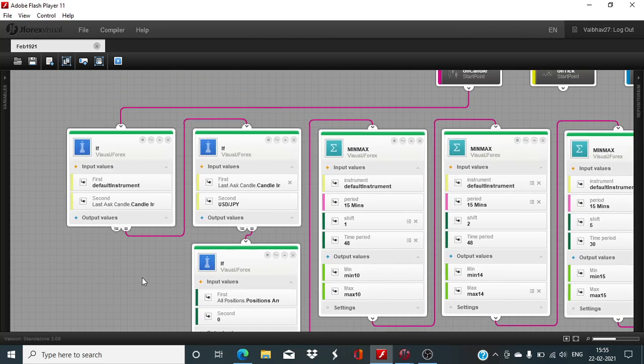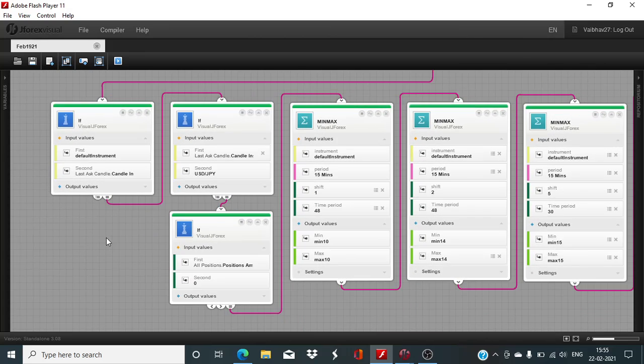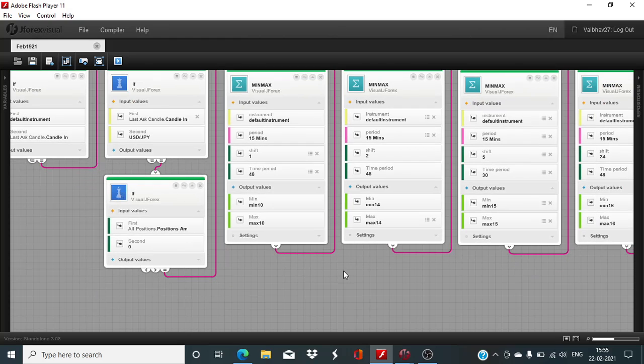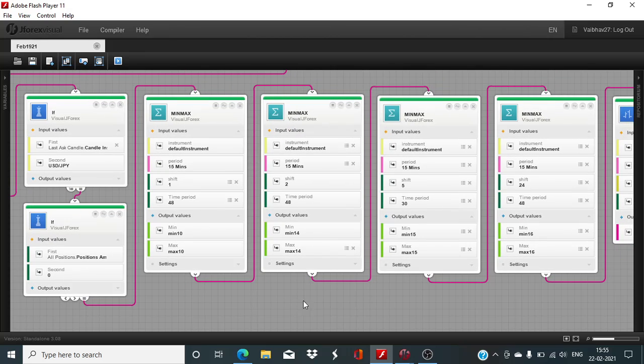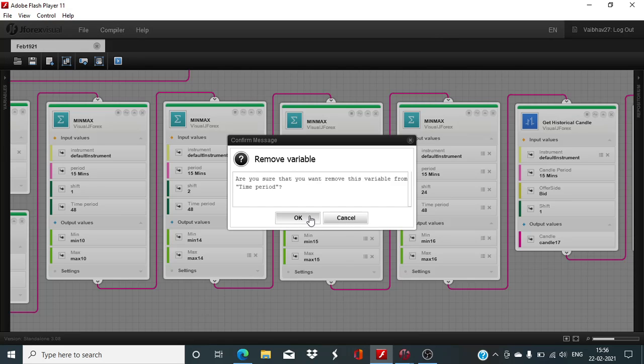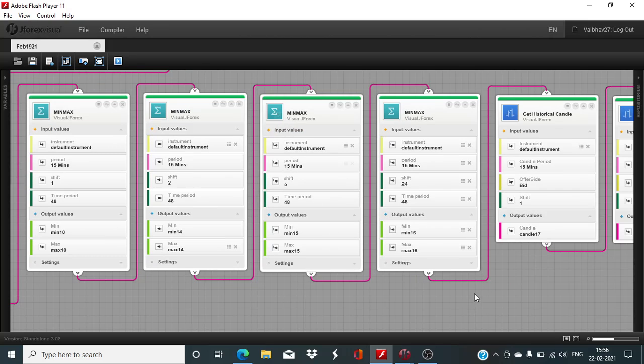In prior session, I had done the setup where the instrument subscription has been done with the default instrument defined as USD JPY, and the position amount has been defined at 0. Then I got these 4 min-max blocks of 15 minutes time frame with the time period of 48. I think here I missed changing the time period. It should be of 48. Okay, now it looks good.